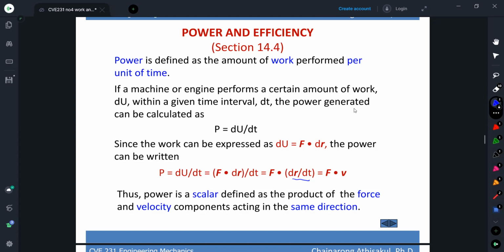According to the dot product, we know that the dot product gives us a scalar quantity. So the power is a scalar, defined as the product of the force and velocity components acting in the same direction.